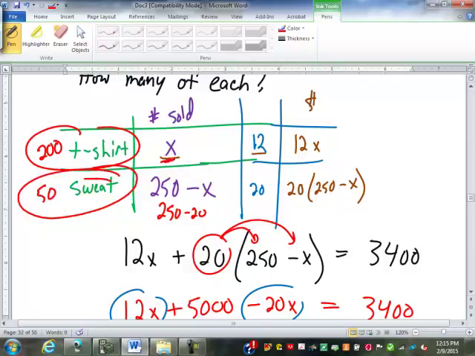So again, it's important to label what your variable is before you start. So once you get that value for X, you know what it means, and you can tell whether that's what you're looking for or if you need to do something more to get your answer.